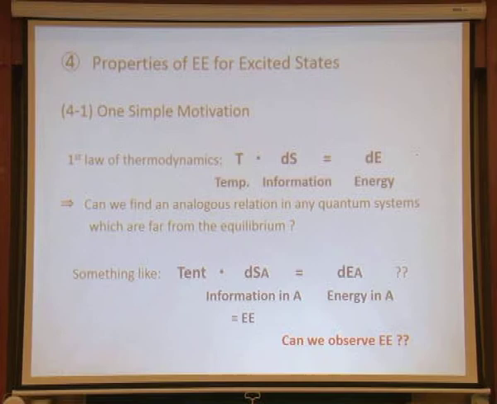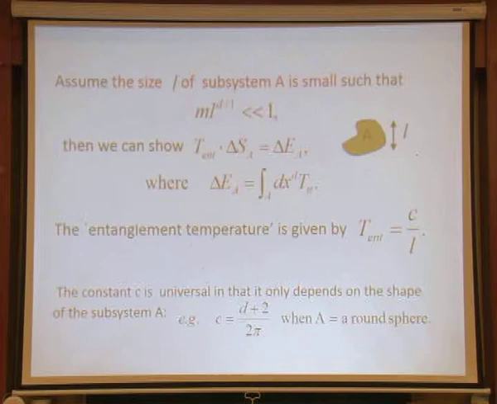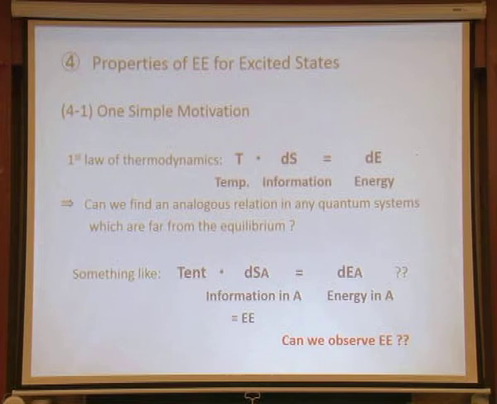We already explained this kind of behavior for the ground state. Now we'd like to look at the excited state in conformal field theory to get some dynamical information. There is some simple motivation for that. We know thermodynamics very well, and the first law of thermodynamics tells us that temperature times entropy shift is equal to energy shift.